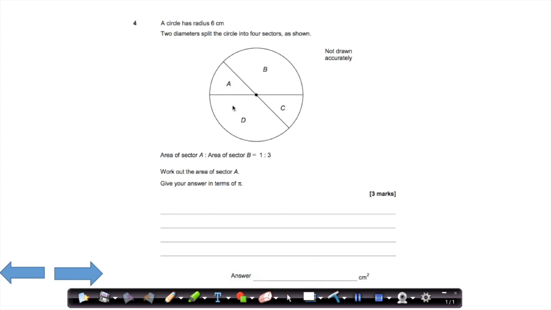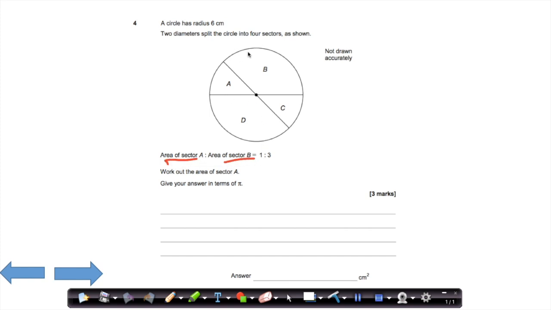Moving on to question 4. We have the area of sector A ratio to area of sector B in the form 1 to 3, so it's in a ratio 1 to 3. The radius is 6 centimeters of our circle. We have 4 sections, 4 sectors as is shown. We know they're in the ratio 1 to 3.